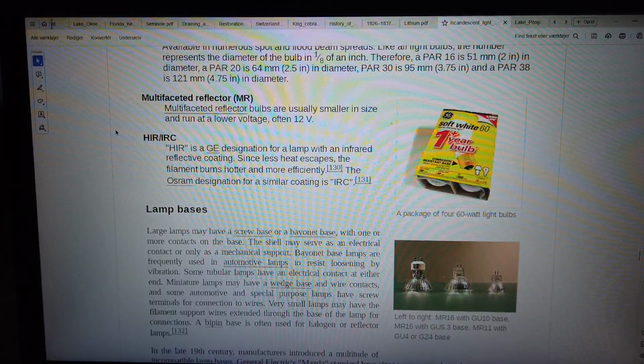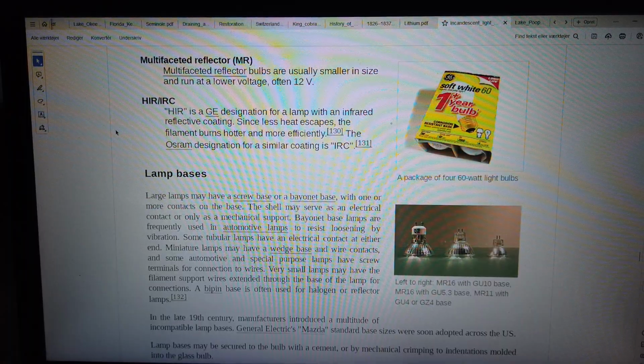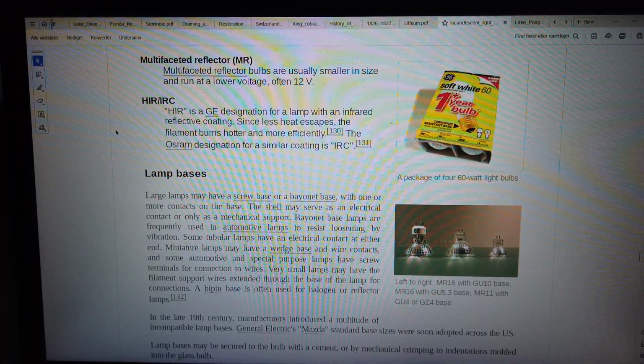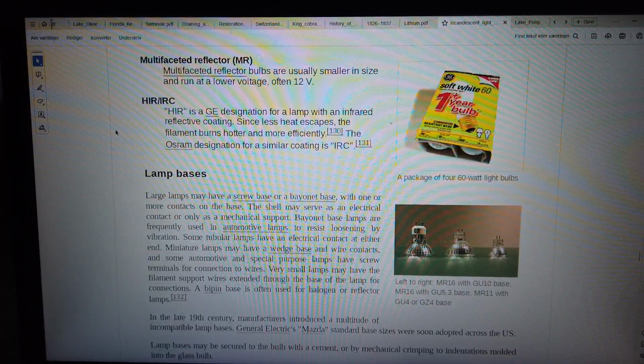HIR/IRC: HIR is a GE designation for a lamp with an infrared reflective coating. Since less heat escapes, the filament burns hotter and more efficiently. The OSRAM designation for a similar coating is IRC.